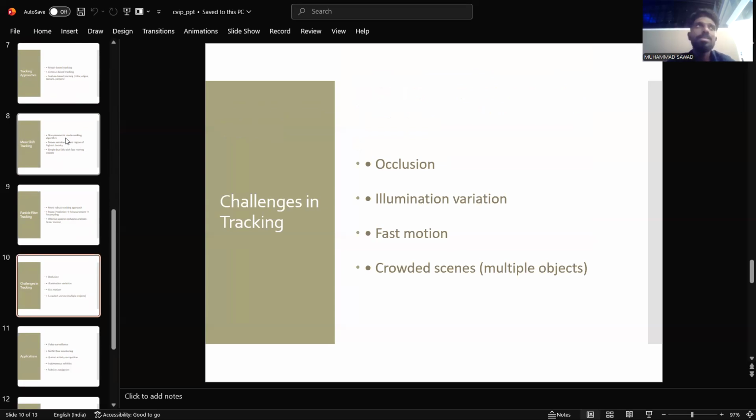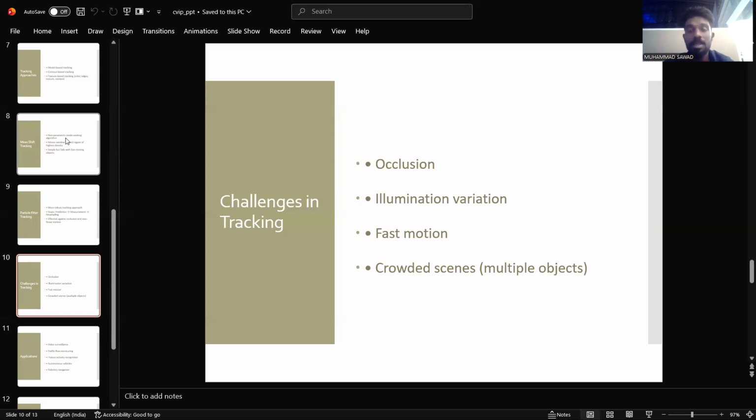So there are many challenges faced in tracking. Maybe the techniques used may not be correct. Maybe fast motion causes problems. The main challenges that occur are, the worst one is occlusion. Occlusion occurs when objects overlap or disappear behind others. If one object overlaps over other objects, then it cannot find or track the object.